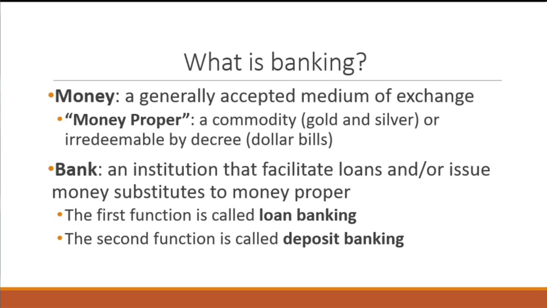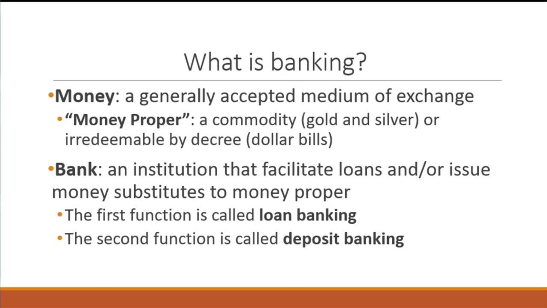Even the debit cards we use at the grocery store, we still think that we can go to an ATM and get cash for it, right? So money proper is either a commodity, such as gold and silver, something that has use value, or it's irredeemable by decree, right? So dollar bills we think of as the money proper now. They're what our checking deposits can be redeemed into, okay?